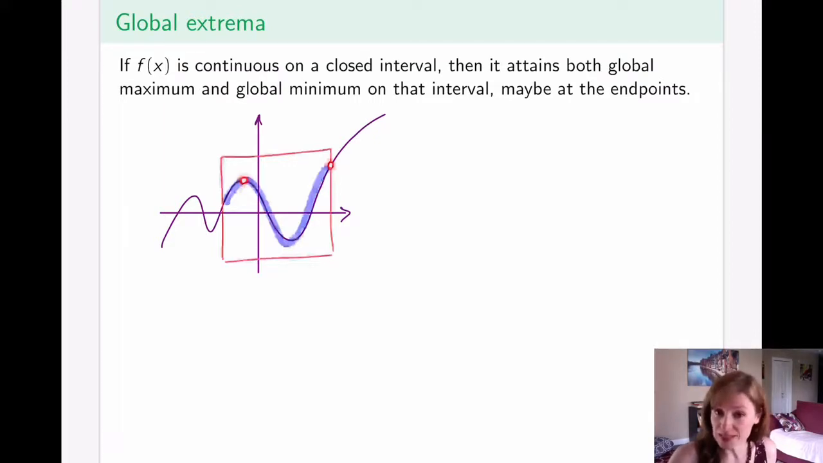But what this says is that if you're asked to find a global maximum or global minimum, all you have to check are critical points and endpoints of your interval. You don't have to perform any other kind of analysis.